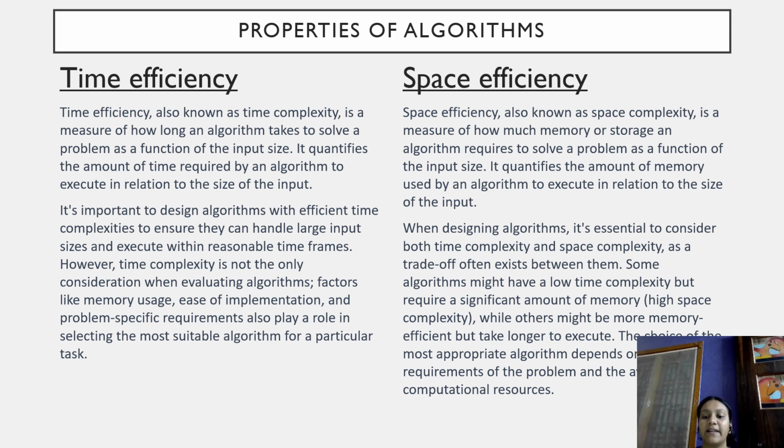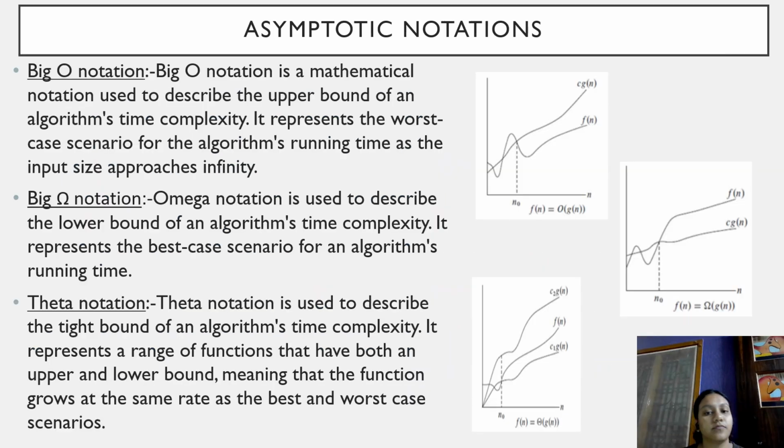Some algorithms might have a low time complexity but require a significantly higher amount of space, while others may be more memory efficient, that is, they may consume less amount of memory but take a longer time to execute, which increases the time complexity. The choice of the most appropriate algorithm depends on the specific requirements of the problem and the available computational resources.